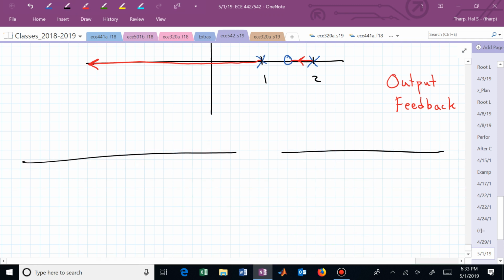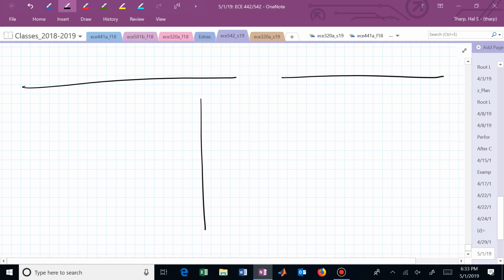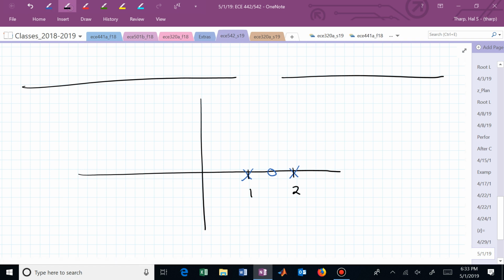So now I say, can we stabilize this system with a controller? Can you design a controller to stabilize this system? There's our system, and those x's are supposed to be on the real line. Now what do we do?